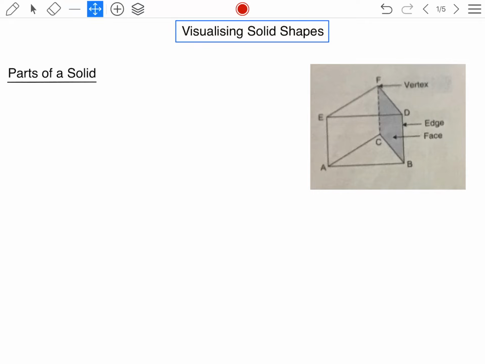So we are going to learn a new chapter, that is chapter number 15, visualizing solid shapes. Okay, easy chapter, only one exercise is there, and I will not leave this chapter. Let us complete this chapter only.